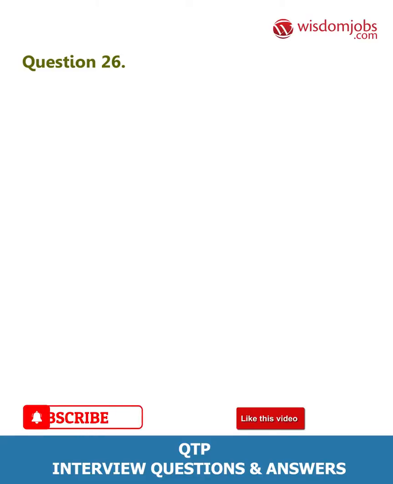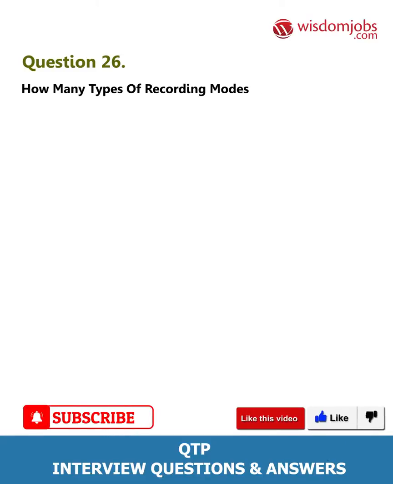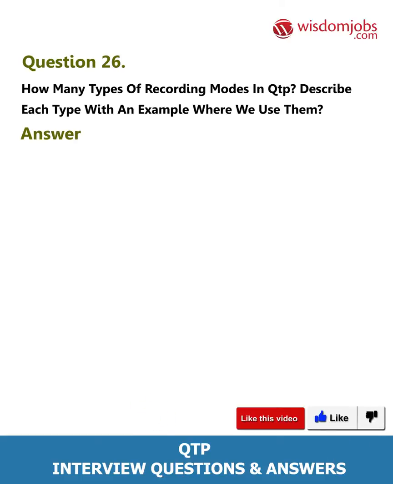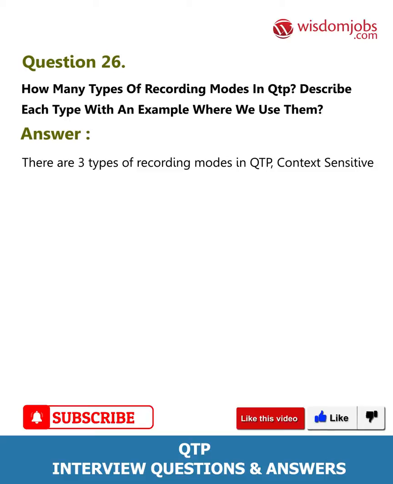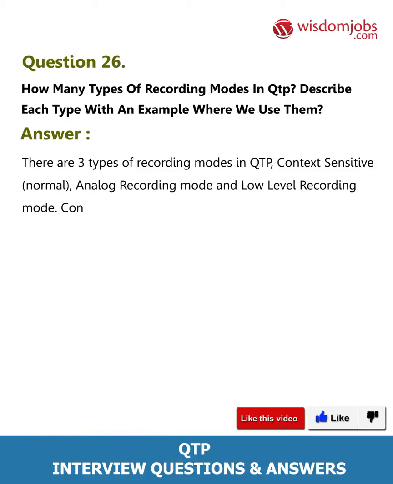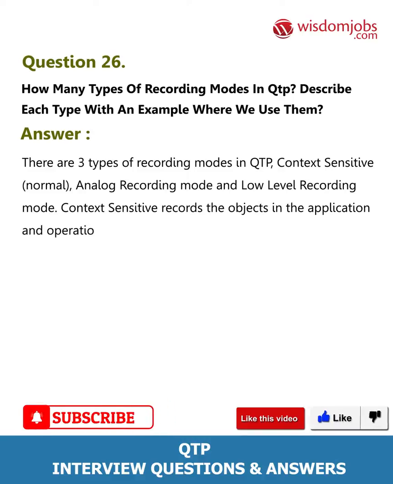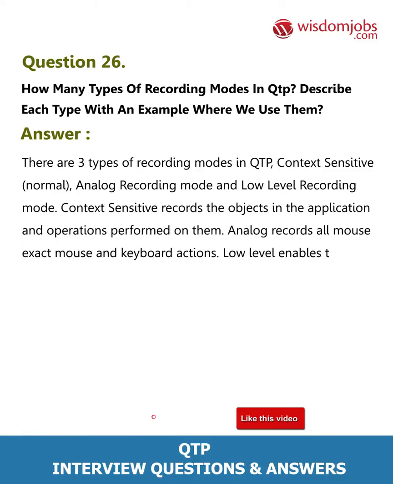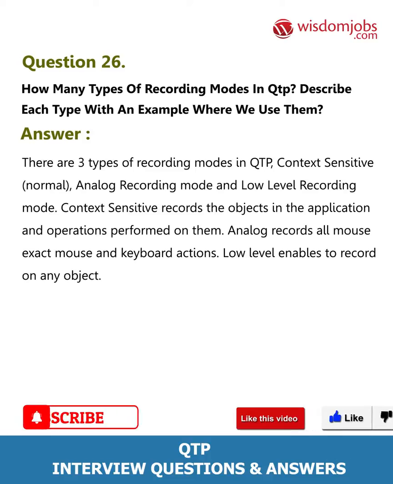Question 26. How many types of recording modes are there in QTP? Describe each type with an example where we use them. Answer: There are 3 types of recording modes in QTP: context-sensitive (normal), analog recording mode, and low-level recording mode. Context-sensitive records the objects in the application and operations performed on them. Analog records exact mouse and keyboard actions. Low-level enables recording on any object.